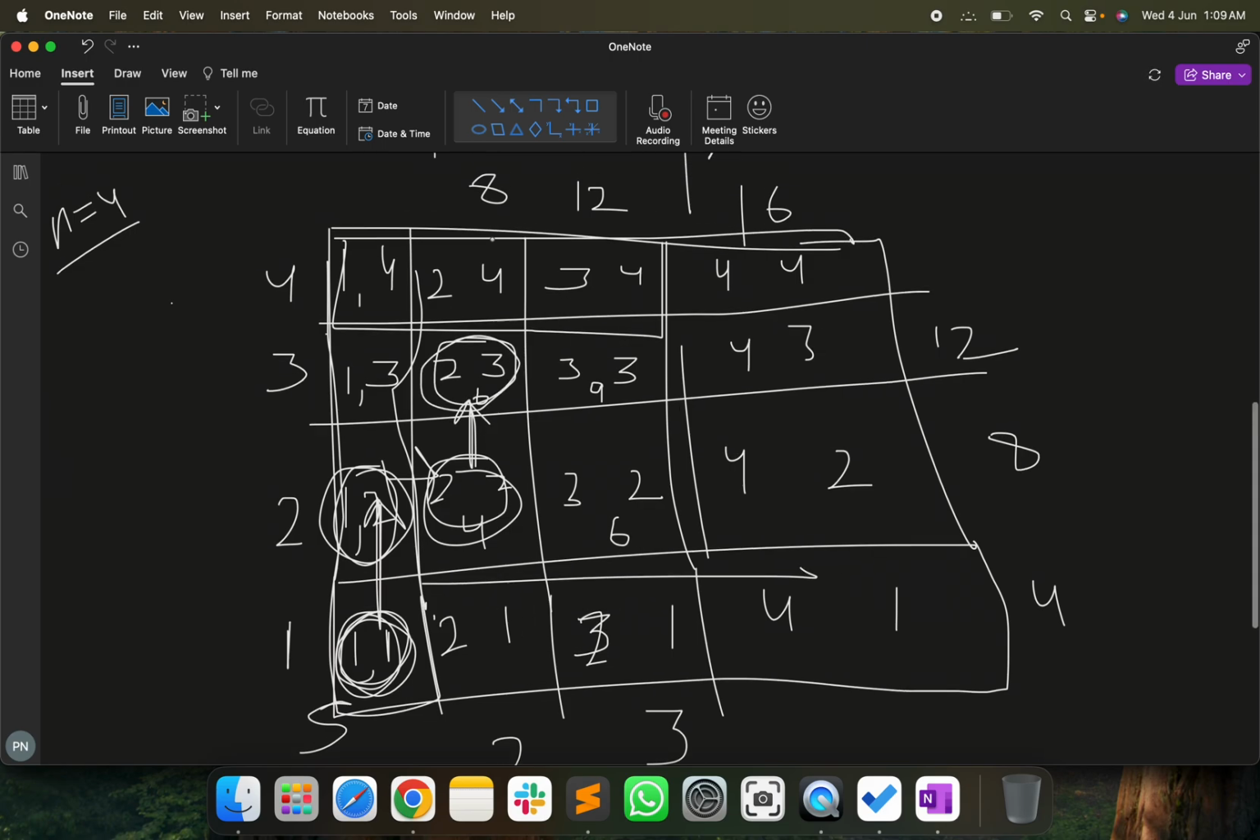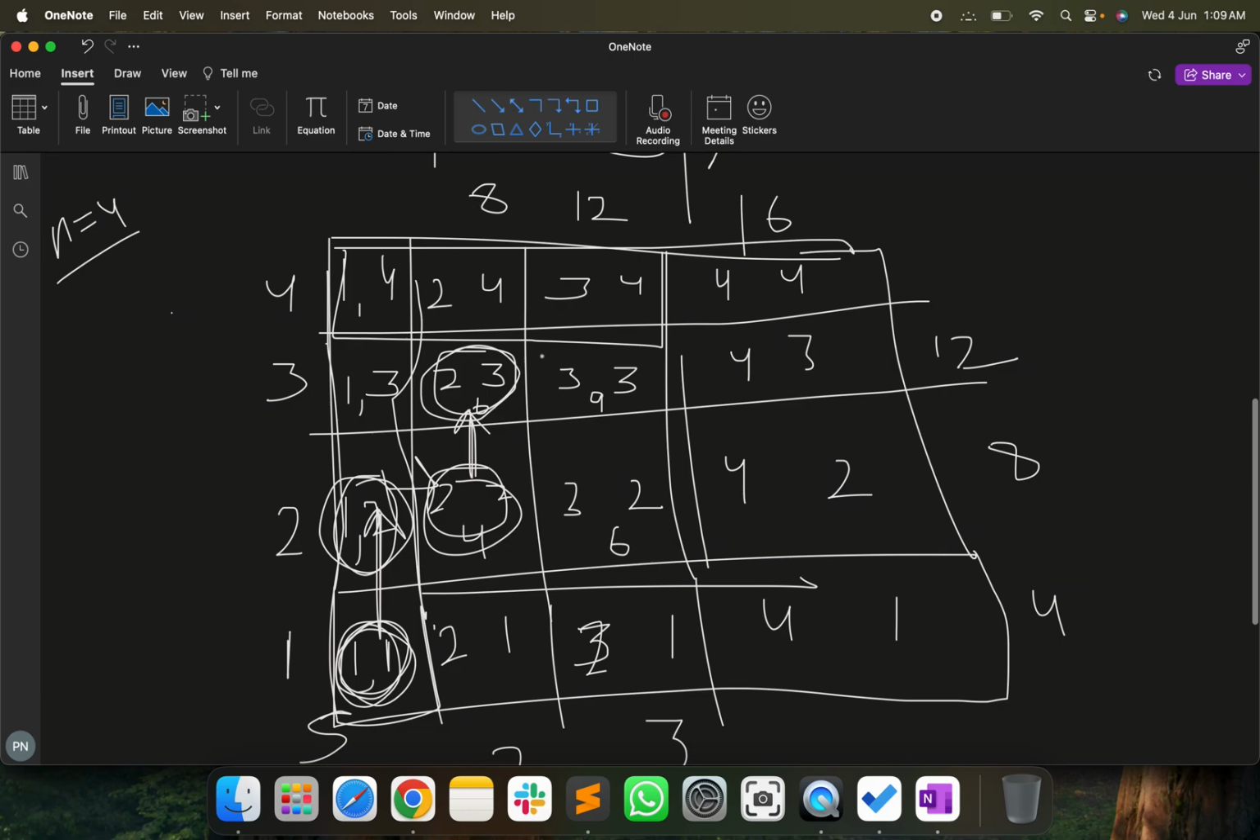Now we again have two choices, either we can go for 8 or we can go for 9, and we know 9 is greater than 8, therefore we will go for 9. Now again we have two choices, 12 and 12. It doesn't matter which one we take, so I'm going to take the above one, and after this we can take the final 4 comma 4.